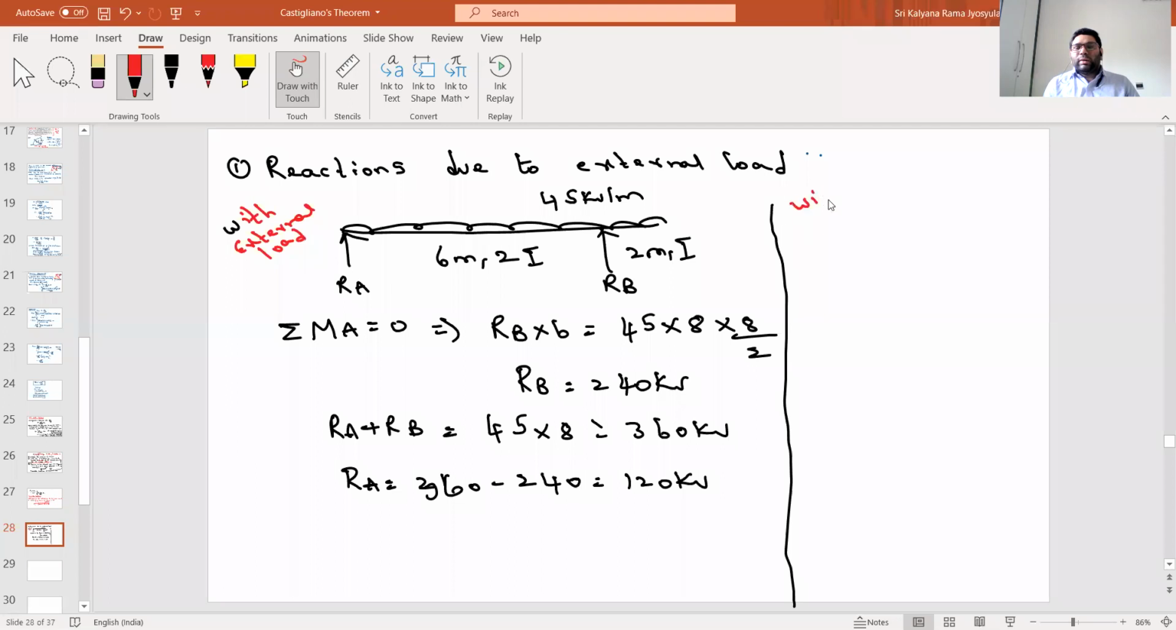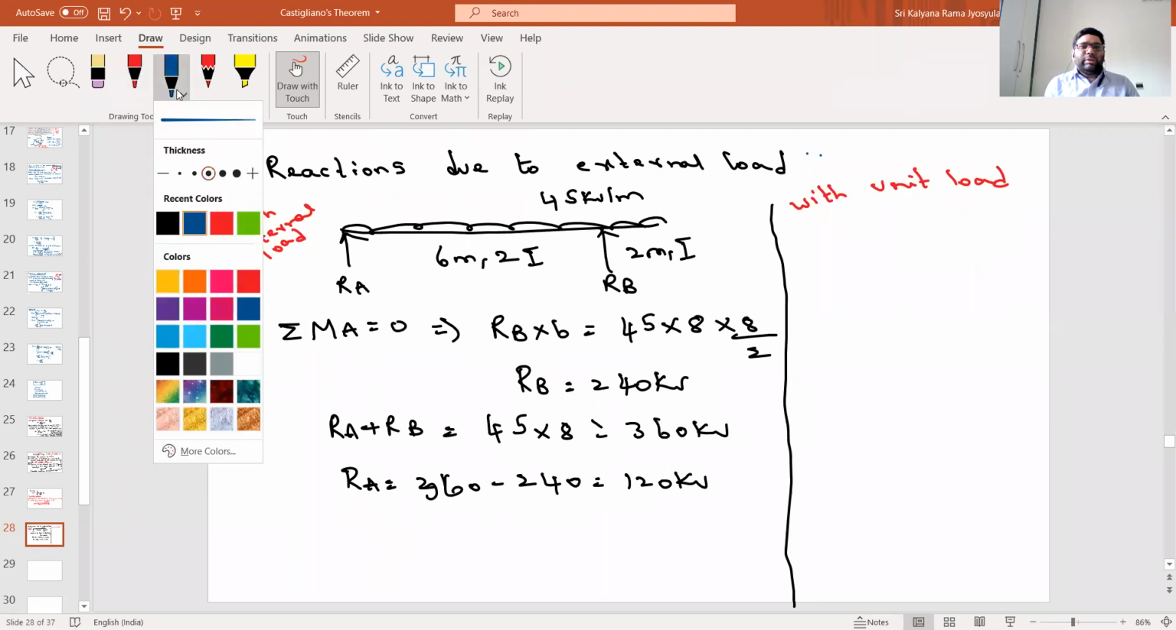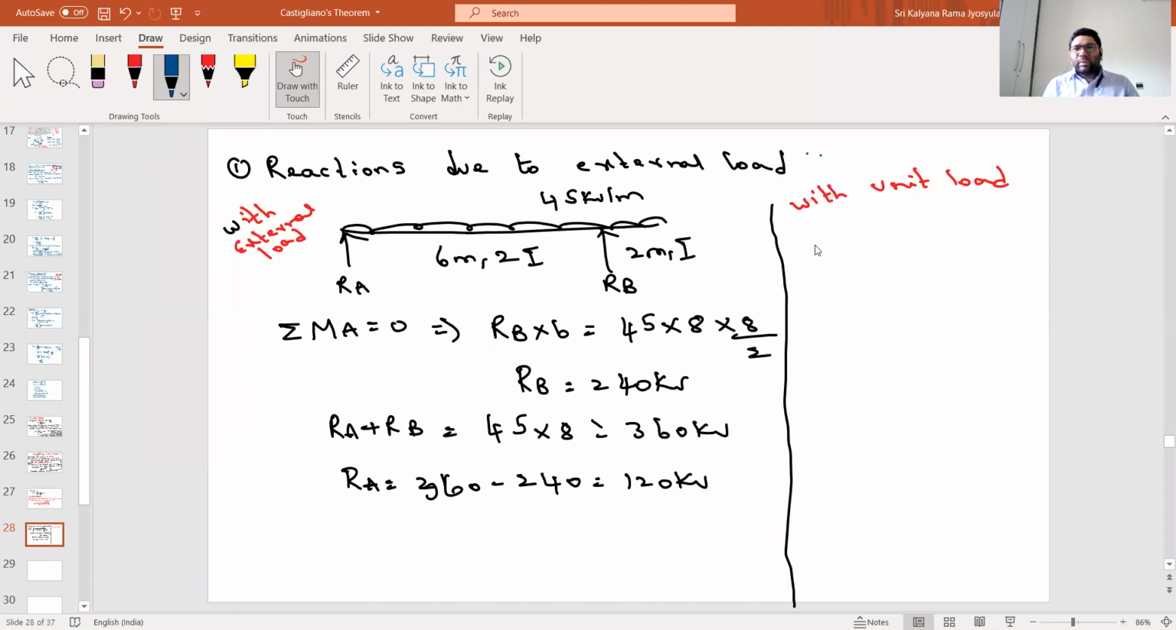Now, with unit load, let us see what we need to do. Apply unit load at the free end and remove external load.